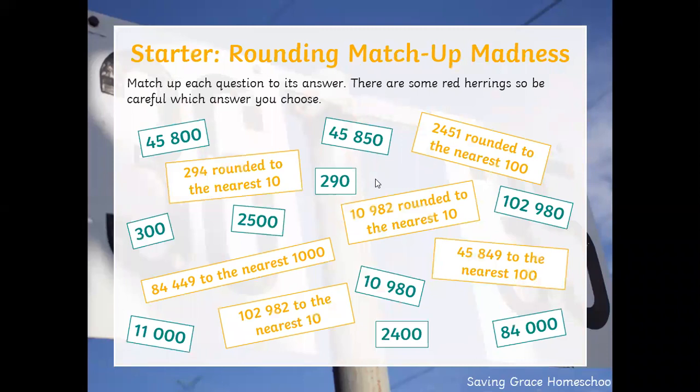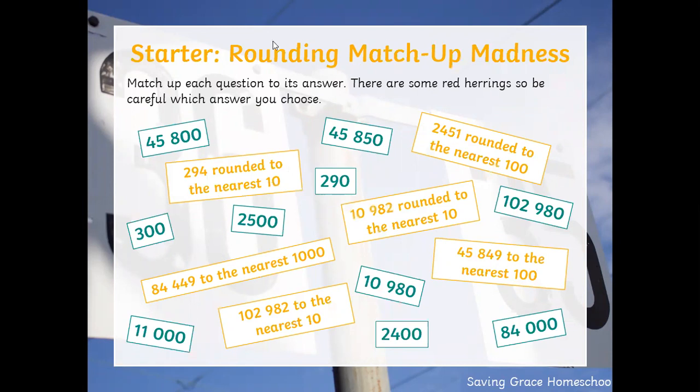Rounding matchup madness. Match up each question to its answer. There are some red herrings, so be careful which answer you choose. A red herring is something that's going to make you confused. Let's look at the first yellow block.